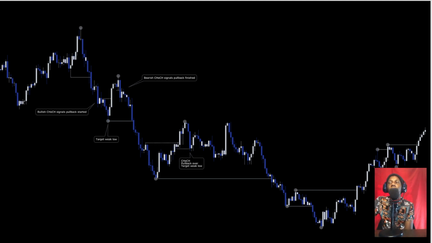Now, when we see that there's structure in structure, what I also need you to understand is that this is the high, this is the low, this is the high, this is the low, this is the high. You see, it doesn't go beyond that. This is the low, so this is the high, which means as long as we don't see that area taken out, we're going lower. But once you see that low taken out, then it is a change of character.